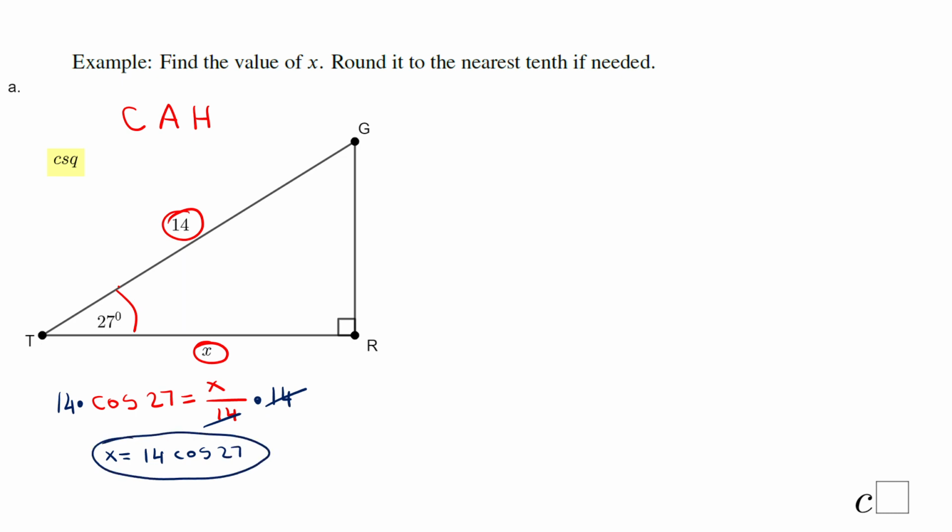Now, if we need to evaluate a value to the nearest tenth, we're going to need a calculator. And I'm going to get 14 times cosine of 27. I end up with 12.47, so I will say 12.5 because I want to round it to the nearest tenth. Again, you notice this value is less than the hypotenuse, which I think is a reasonable answer.